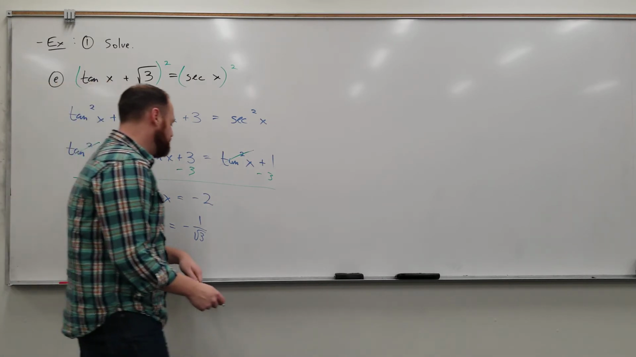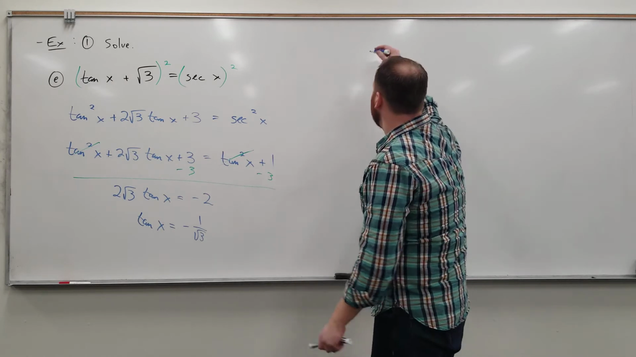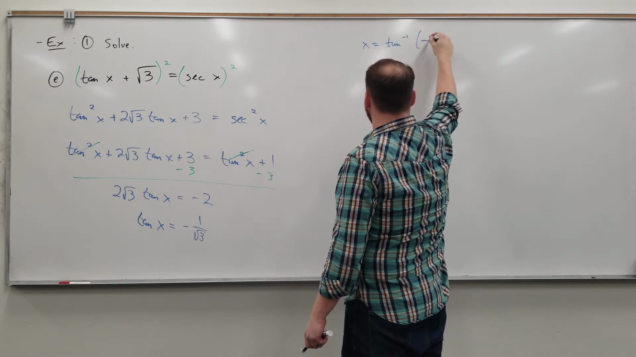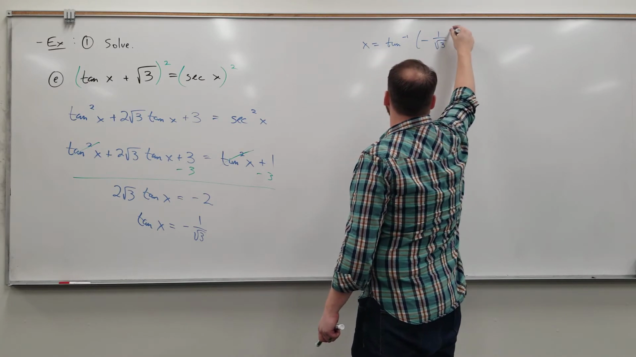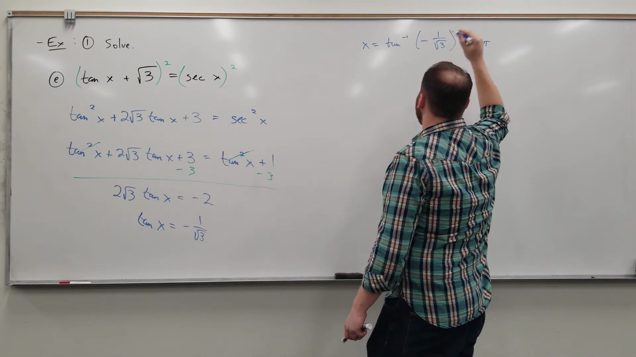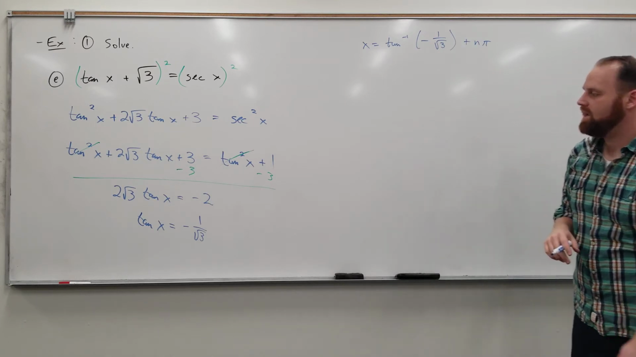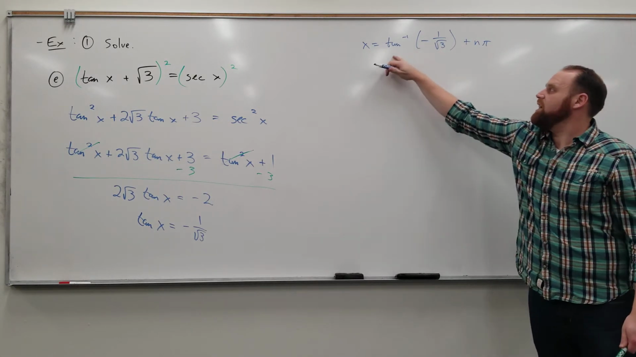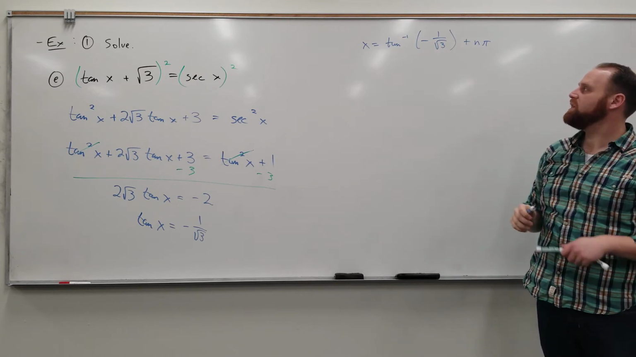Well, let's see. So we can say x must be tangent inverse of -1 over root 3 plus n pi. Okay, and that's it. You can plug this into your calculator, see what you get. We should be able to do this one in our heads though, right?